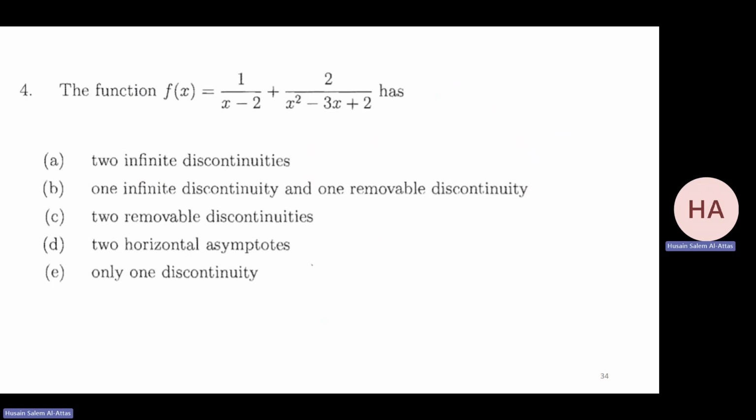This one first you need to simplify it, and then you can judge it. This is what? (x minus 2)(x minus 1). So do common denominator.